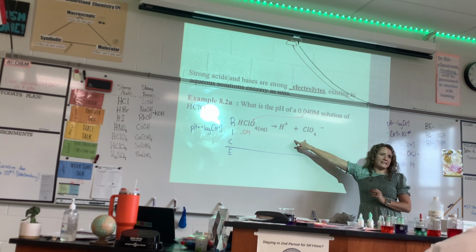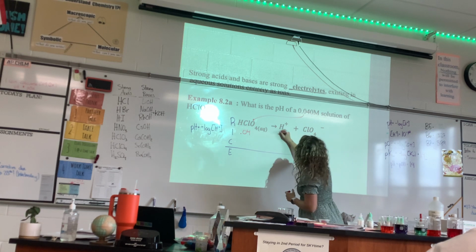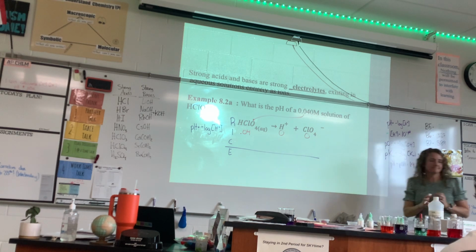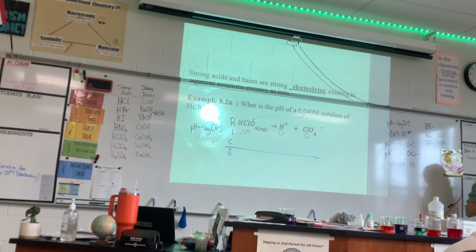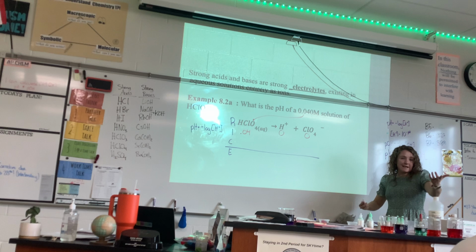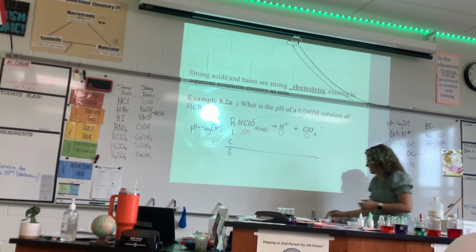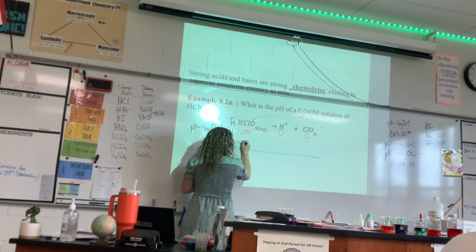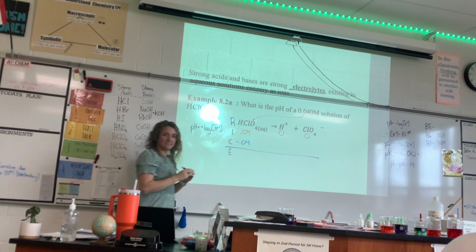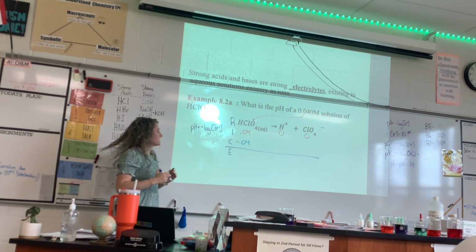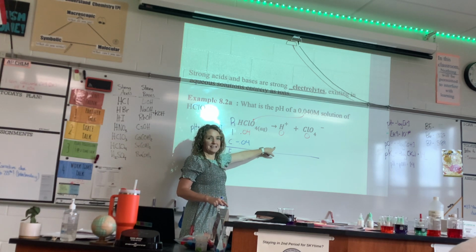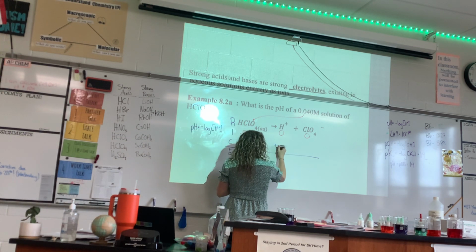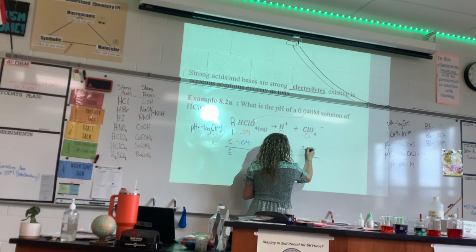What would these be initially? 0. Good, right? Because it hasn't happened yet. Now, since this is a strong acid, how much of that is going to be left in the end? 0. It's all going away. Look at your table, right? There's none of it that is still together. So this is going to decrease by all of it, which means this will increase by, good, the same amount because of the ratio.